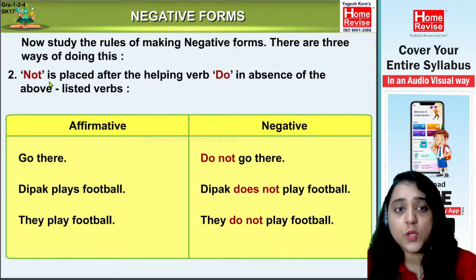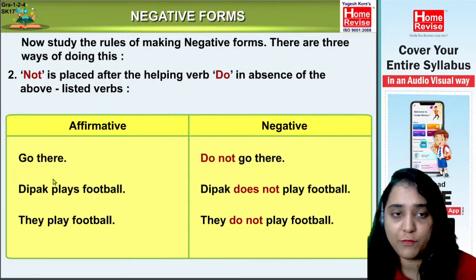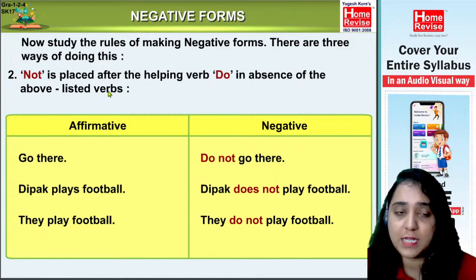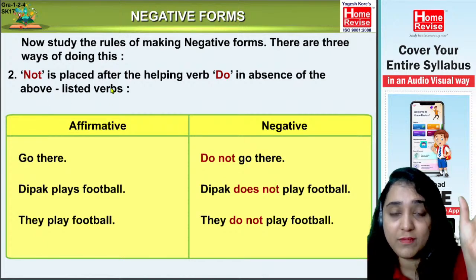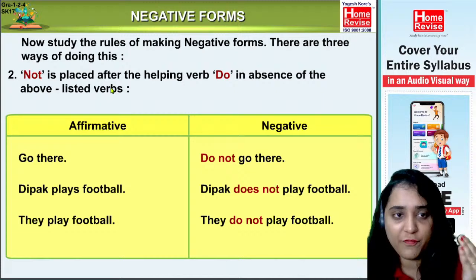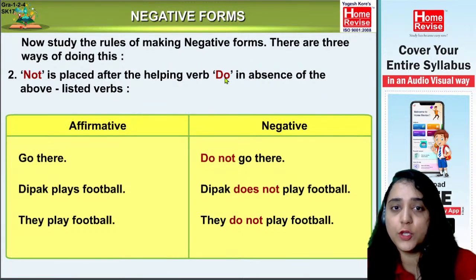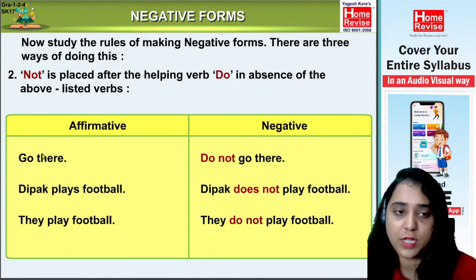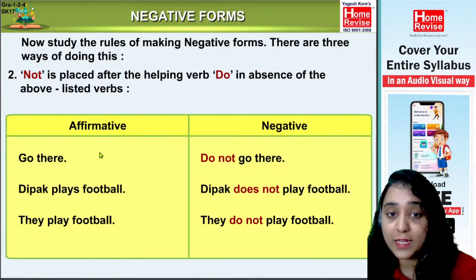Correct. So see, not is placed after the helping verb. After the helping verb, you can add not to the statement. Do, in absence of the above listed words. Like the above listed verbs we saw earlier, if they are absent, you can add a do. Now do and does are all included in this. So what happens to go there?